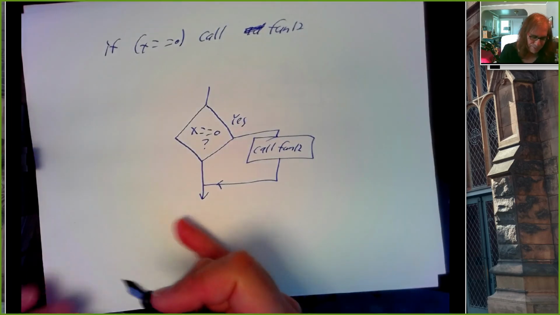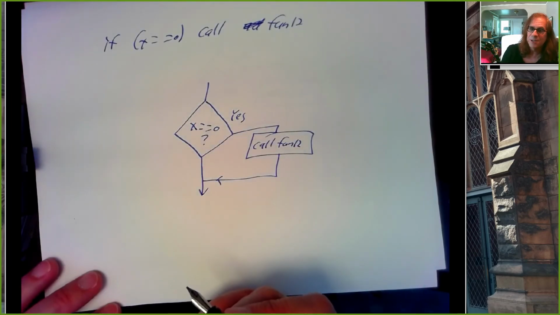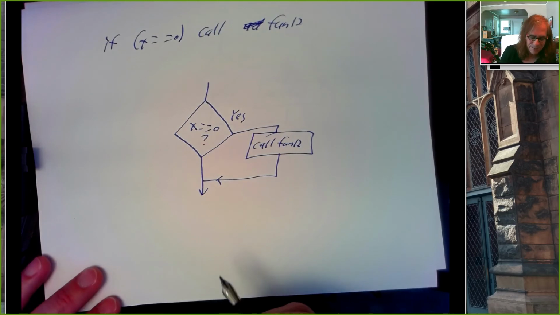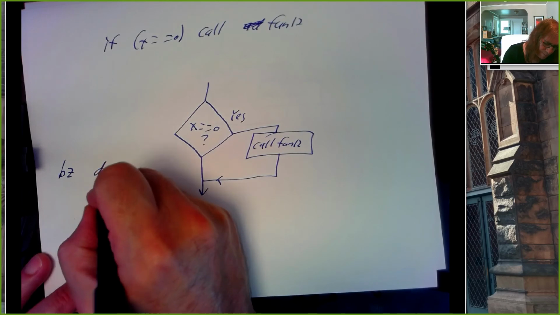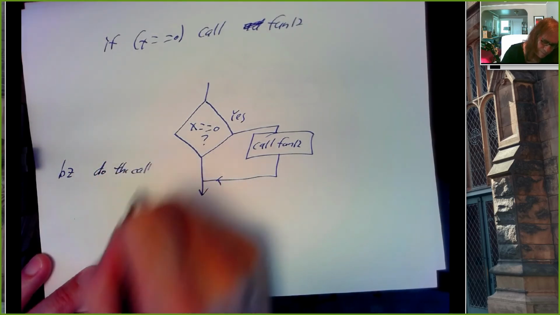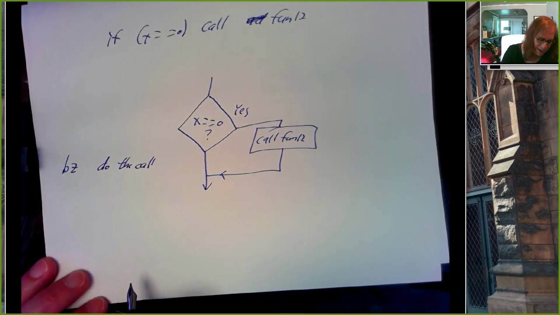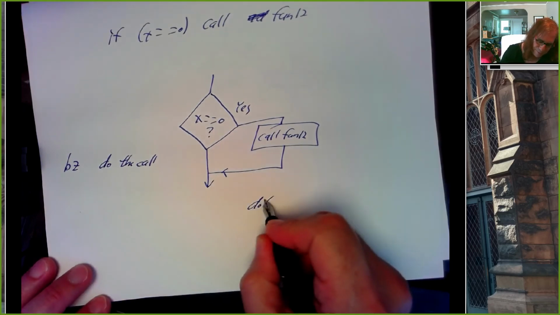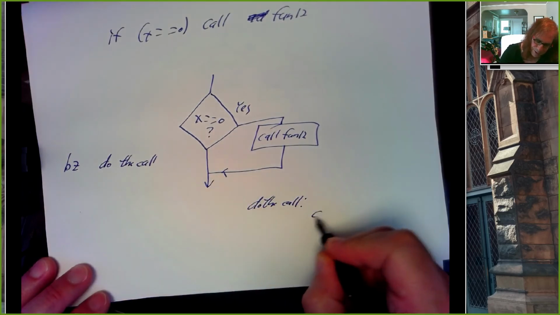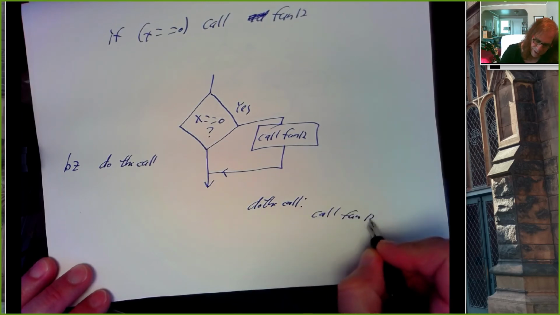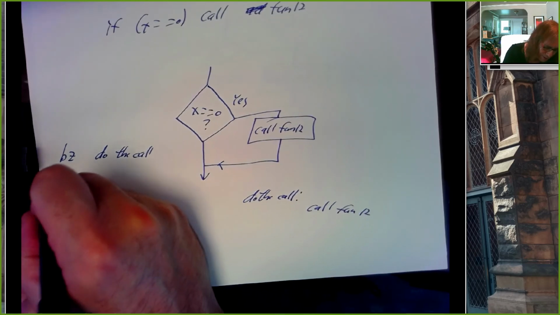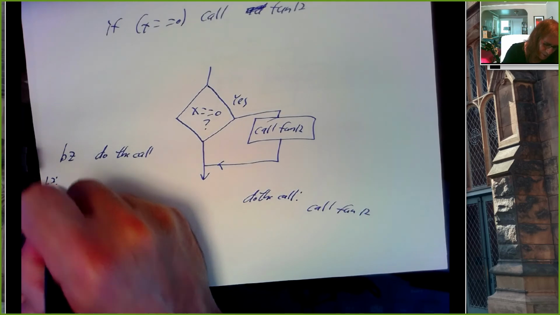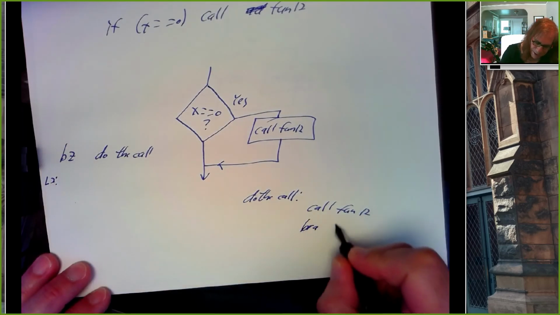So how would we code this in assembly language? So we've done something to set the 0 bit, right? We just did an increment or an addition or something like this. So we could say branch if 0, do the call, and do the call would say call function 12. And then what do we do after that? Well, we want to come back to here, right? So maybe I'd put a label, label 2, and then down here I'd say branch to label 2.